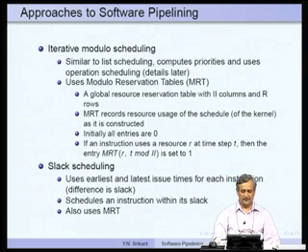So, for example, initially all the entries are 0, but if an instruction uses a resource r at time step t, then the entry MRT[r, t mod II] is set to 1. So, that is how it would be. Everything is modulo the initiation interval. Slack scheduling is similar, only it uses earliest and latest issue times, that is the deadlines for each instruction, and the difference is slack.